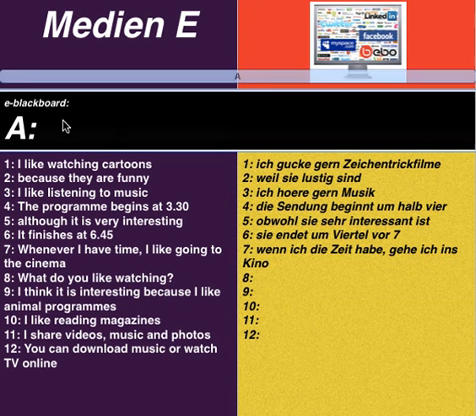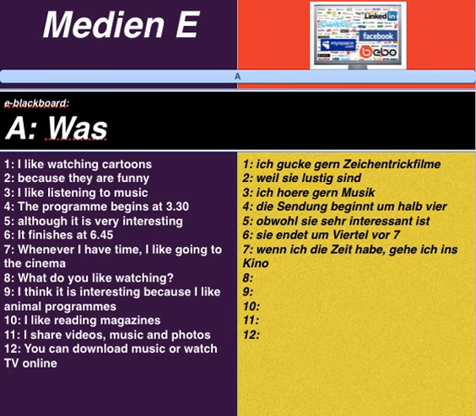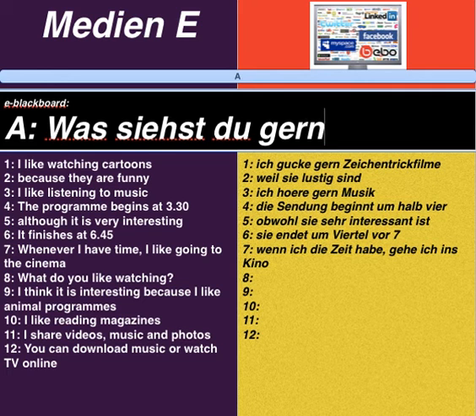Right, up to the blackboard again. Back to the blackboard. What do you like watching? So what is was? Now, sehen or gucken means to watch. Let's use sehen this time. Okay, now it goes with du. So we certainly need st here. Now it's irregular, so you need an I in there. Was siehst du? And then you need gern. Was siehst du gern? Okay. So what do you like watching?